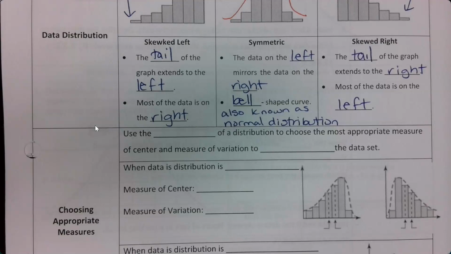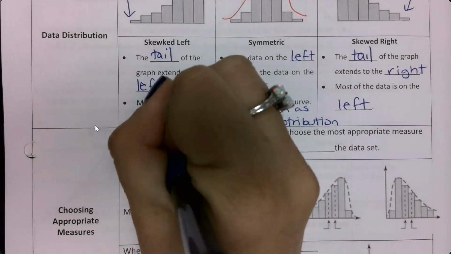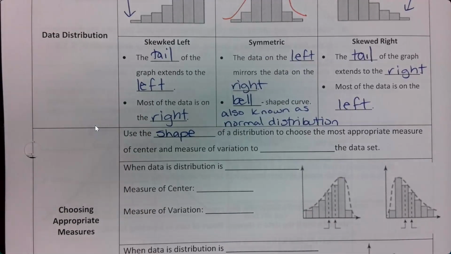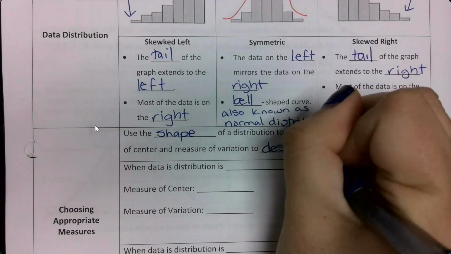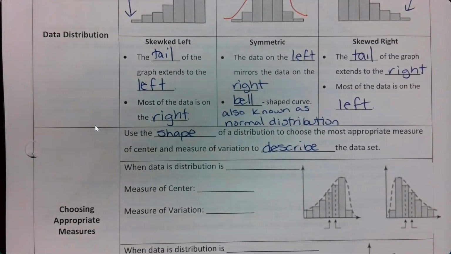Okay, so we can use the shape of the distribution to decide the appropriate measure of center, so that is choosing between mean or median, and then the best measure of variation to describe the data set, which is choosing between a 5-number summary or standard deviation.